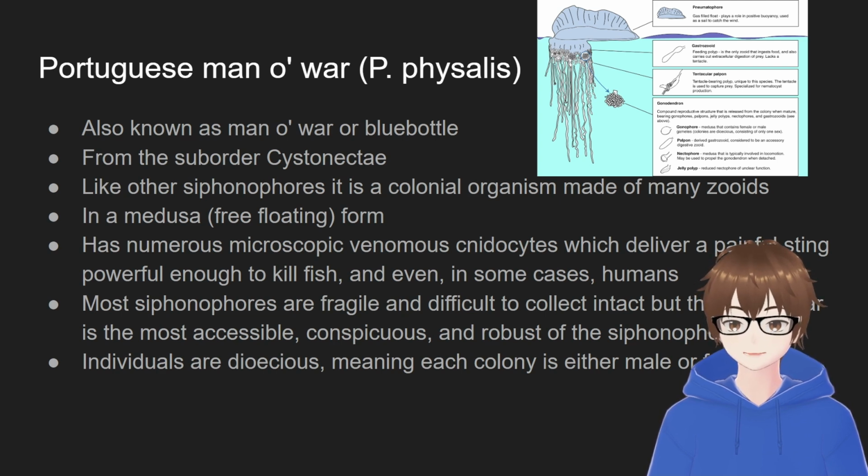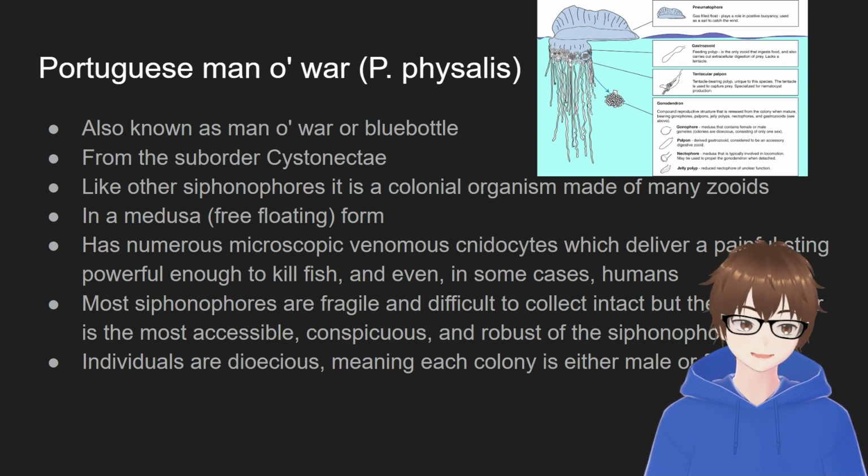Most Siphonophores are fragile and difficult to collect, except for the Man of War, which is the most accessible and robust of Siphonophores, so it's easier for scientists to collect them, look at them, and stuff like that. And individuals are dioecious, meaning each colony is either male or female.